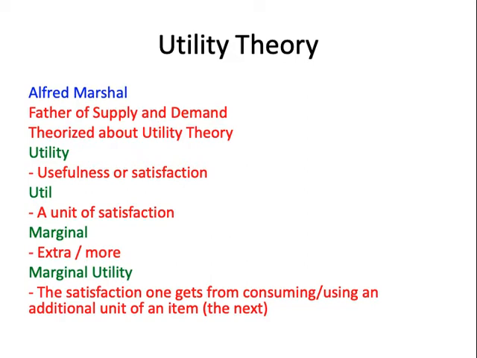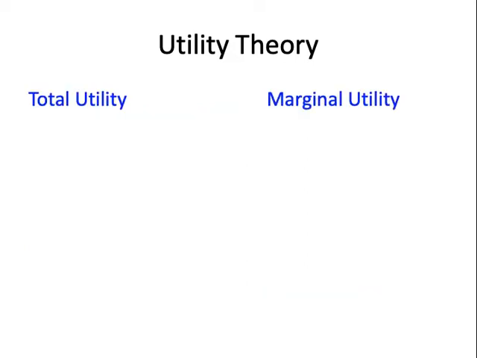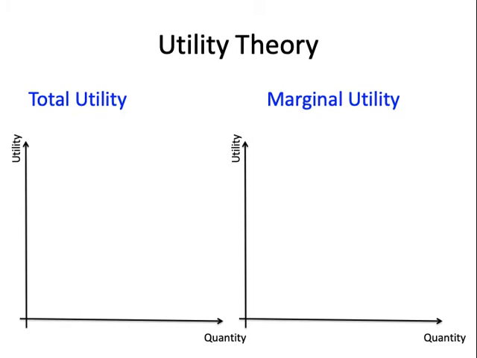And so this is in contrast to our total utility. We want to look at two of these graphs side by side to see the difference. Marginal utility we just looked at. It looks like this. As quantity increases, it's eventually going to go down. The satisfaction I get from the next unit is going to get lower and lower, eventually until I hit 0.